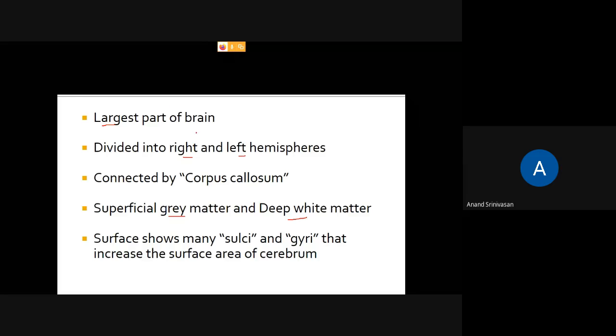And if you see the cerebrum, it shows many depressions. These depressions are called sulci. And the elevated part which we are able to see is called gyri. So sulci and gyri. These sulci and gyri increase the surface area of the cerebrum.